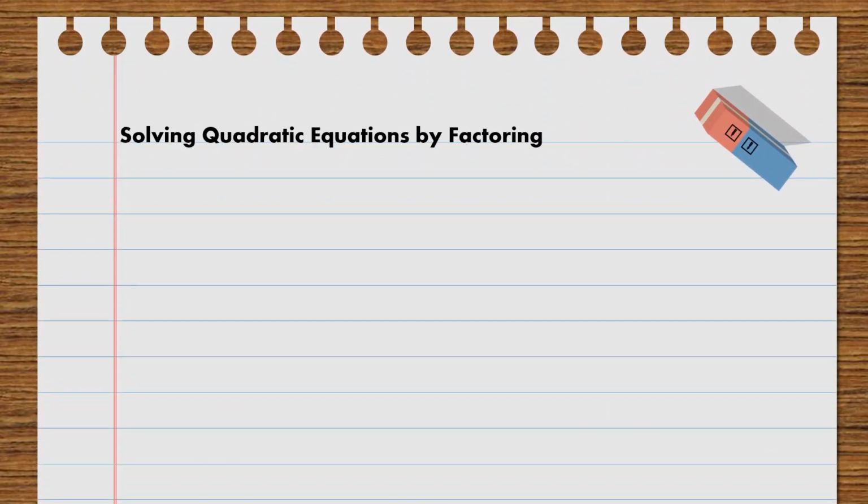Solving quadratic equations by factoring. So let's recall what exactly is a quadratic equation. A quadratic equation is of the form ax squared plus bx plus c equals 0. Now here comes the new part.